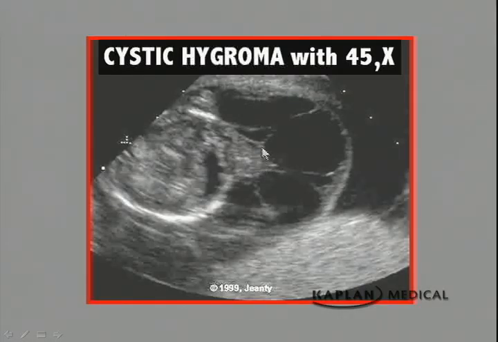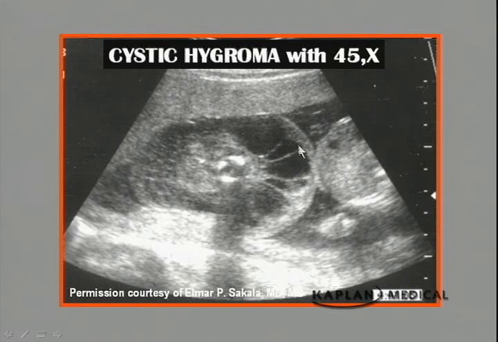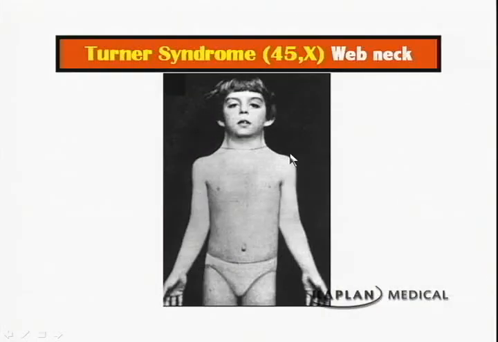This is an ultrasound, and this is a transverse section through the neck. This is the neck right here, the spine, and here you can see the septations of the cystic hygroma. Here's another one. And when you see these cystic hygromas early in pregnancy, it is almost always lethal and often is associated with Turner syndrome 45X.